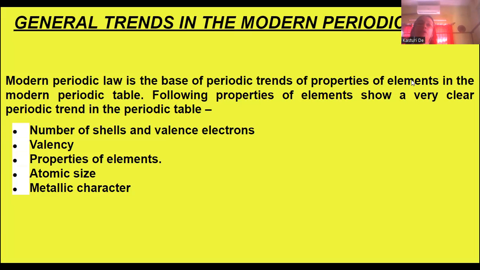So today I'll be discussing the general trends in the modern periodic table, some of the characteristics of the periodic table, which will denote the trends in the periodic table. And along with it, there are some groups present in the modern periodic table. Groups and periods, which we will discuss. So let us start.